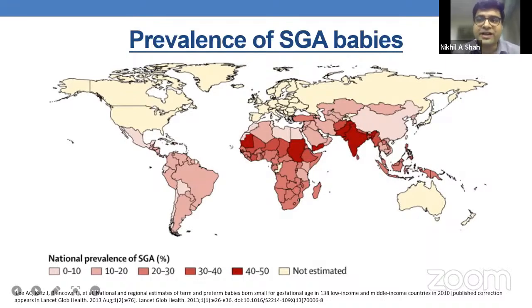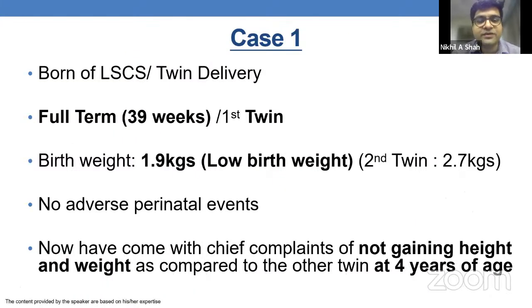So without wasting any time, I'll straight away dive into my cases, and we'll be discussing academics along with the cases. So this is case 1. This child was born of a cesarean section, twin delivery. Child was full term, 39 weeks. She was the first twin. Birth weight was 1.9 kilos, so it is low birth weight. The second twin was 2.7 kilos.